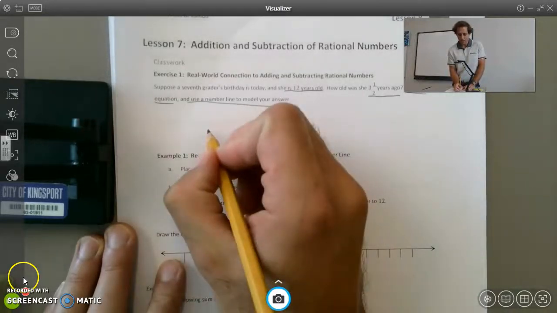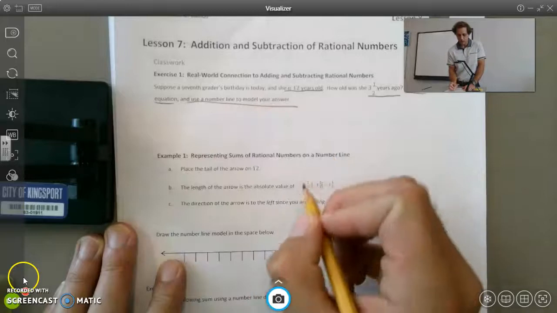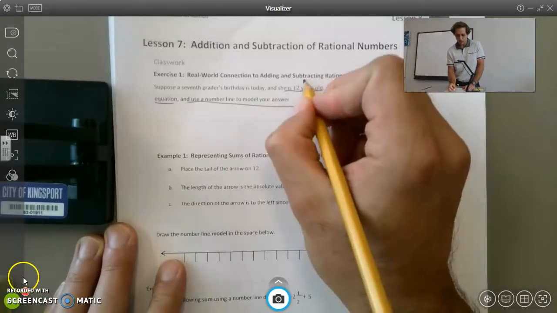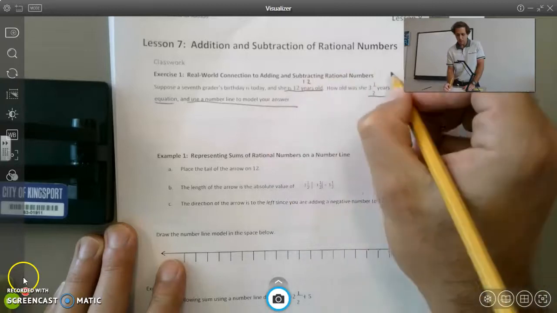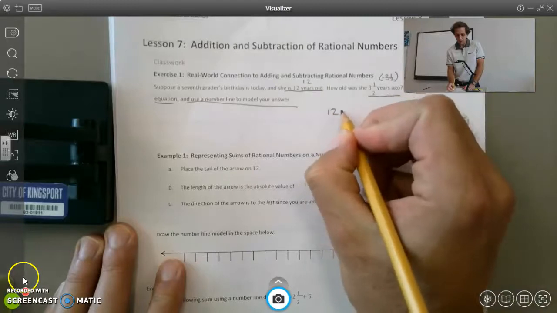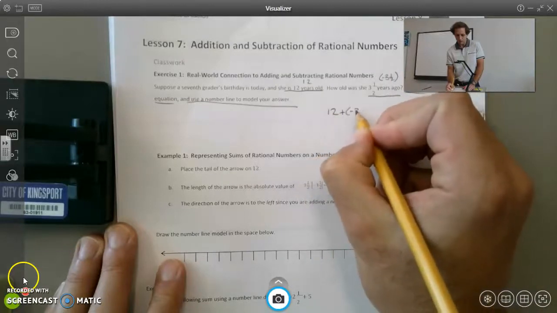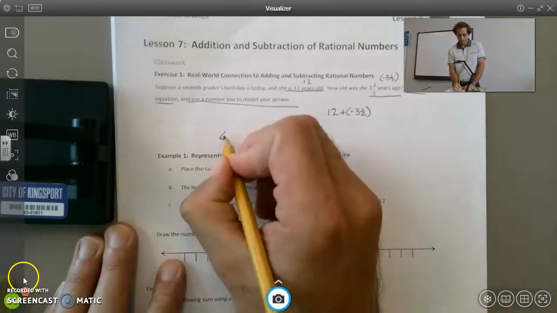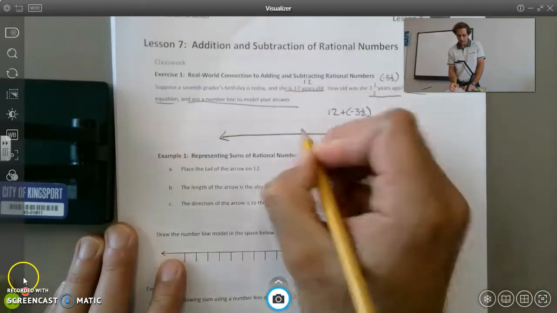Okay, now that you're back, let's go ahead and write an equation. And in my mind, that equation would be she is 12, that's a positive 12. 3.5 years ago would be like a negative 3 1/2. So that's 12 plus negative 3 1/2. Put that on a number line.